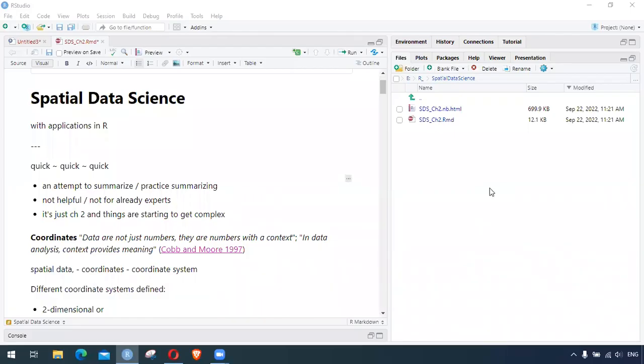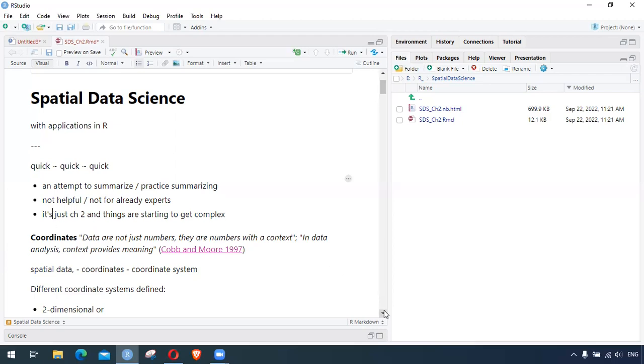Hello everyone, in this video we are trying to follow this book, Spatial Data Science with Applications in R. In this content I am trying to summarize Chapter 2, Coordinates. This is going to be a quick summary, or let's say an attempt to summarize this chapter, and this might not be that helpful for any experts or any learned users. This is just Chapter 2 and things are already getting complex.